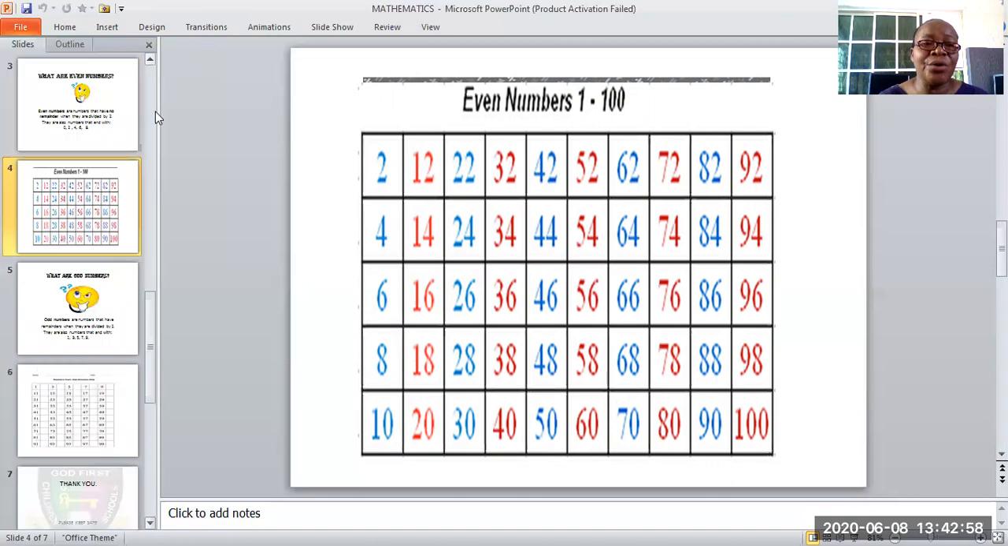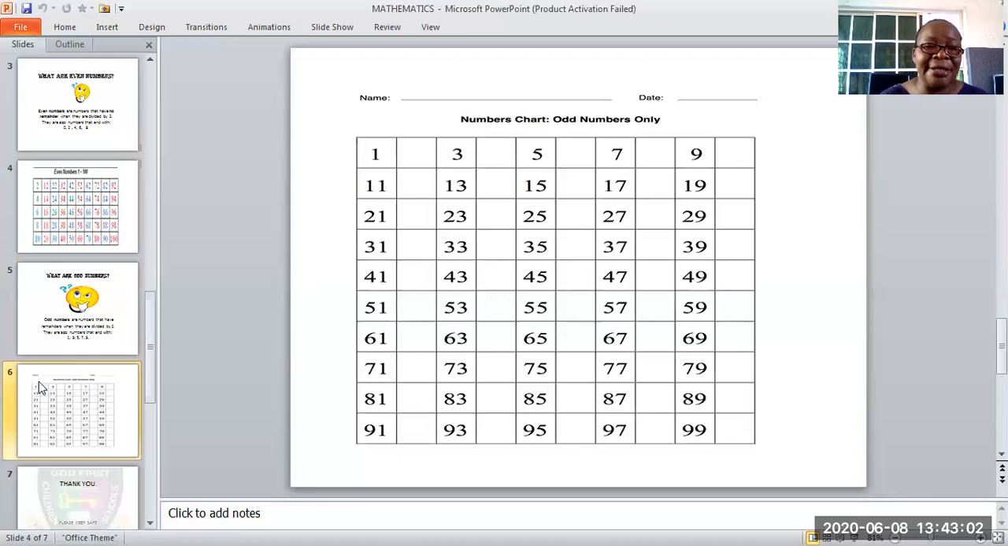Beautiful. Now we go on to say that odd numbers are numbers that end with 1, 3, 5, 7, and 9, whatever the digits, as long as it ends with 1, 3, 5, 7, and 9. Also observe that these numbers, when divided by 2, will always have a remainder. Are we clear? Do you understand?